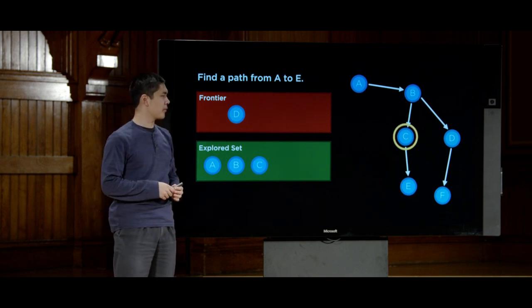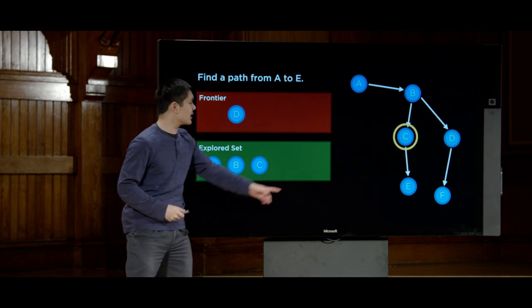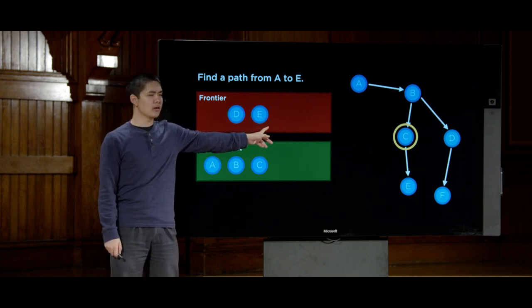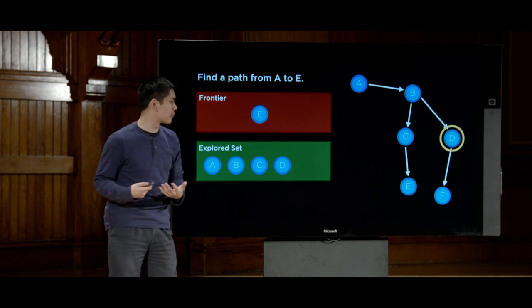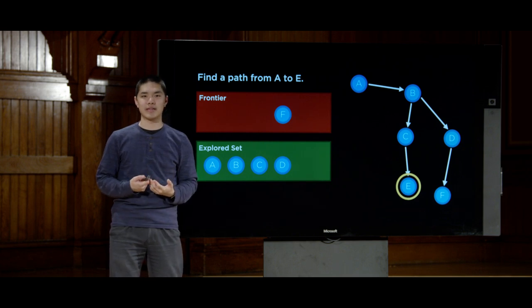So C gets explored. And from C, where can we get to? Well, we can get to E. So E gets added to the frontier. But because D was explored before E, we'll look at D next. So we'll explore D and say, where can we get to from D? We can get to F. And only then will we say, all right, now we can get to E.